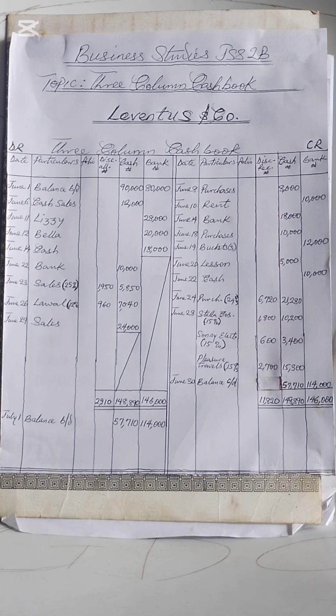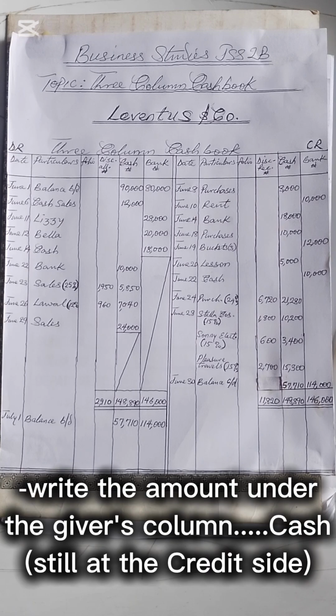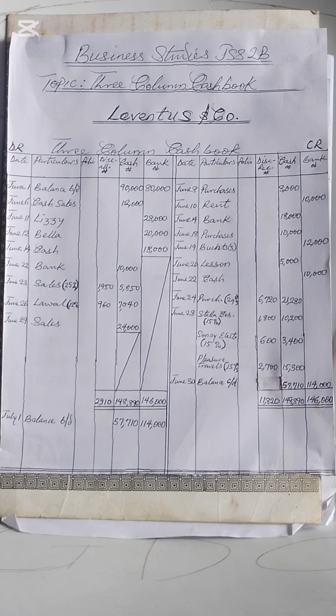The same thing correspondingly, you are recording at the debit side. Where is the money coming from? Paid cash into bank. Hope you are not confused. The money is coming from cash, but received by bank. So under the particulars column, you will write bank. But the amount will go under the cash column.